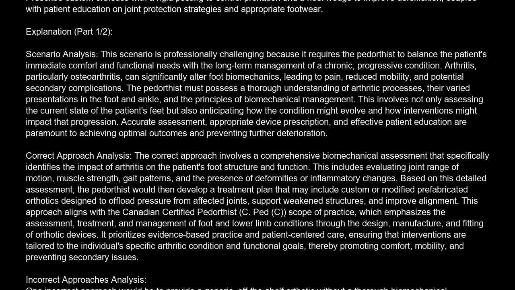The correct answer is B. Prescribe custom orthotics with a rigid posting to control pronation and a heel wedge to improve dorsiflexion, coupled with patient education on joint protection strategies and appropriate footwear.